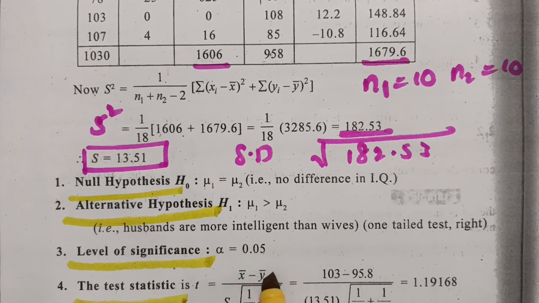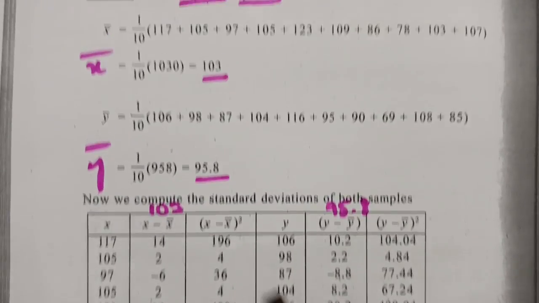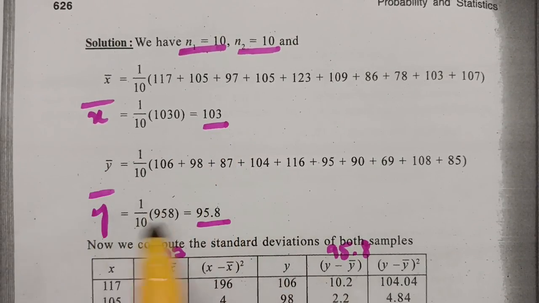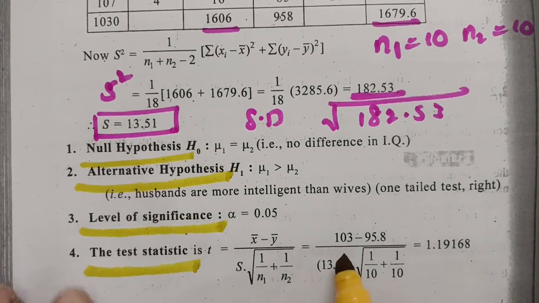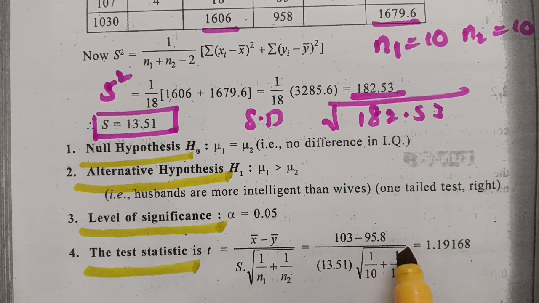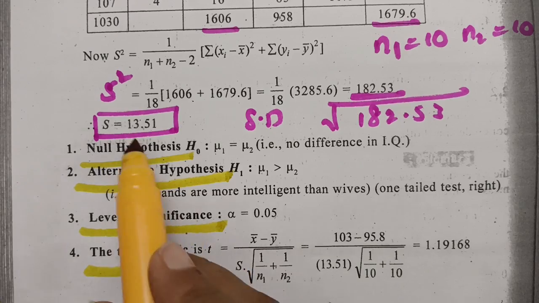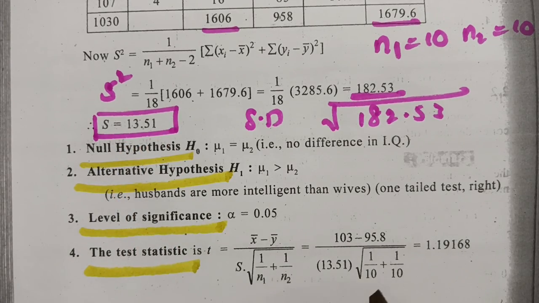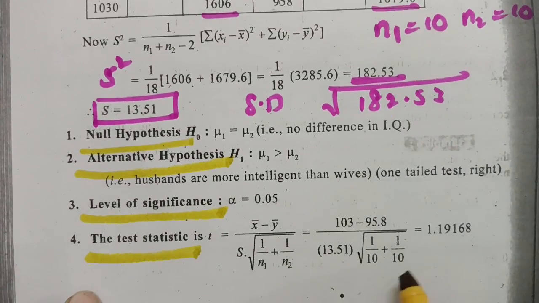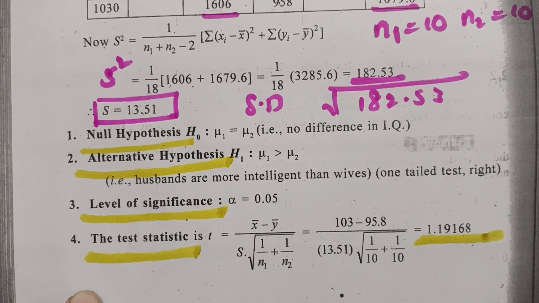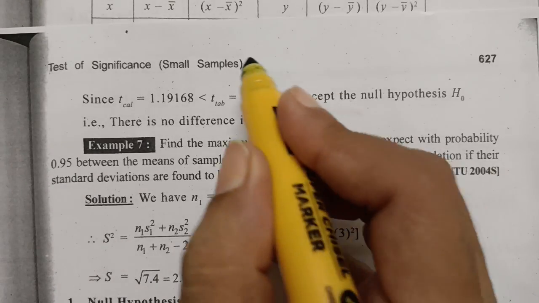Test statistic, x bar minus y bar by this one. What is x bar here? So here x bar value is equal to 103. Y bar value is equal to 95.8. 103 minus 95.8 by, what is s here? Standard deviation, that is 13.51 by root over 1 by n1 plus 1 by n2. Here n1 is equal to 10 and n2 is also 10. The value here is 1.19168.